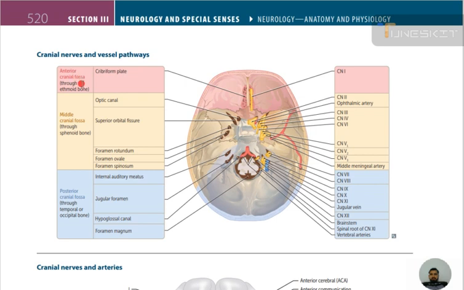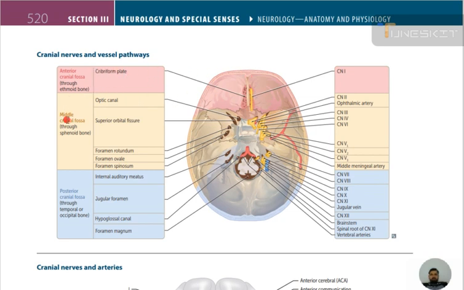Anterior cranial fossa, through the ethmoid bone. There is a cribriform plate. You know already. I know. Within the cribriform plate, the fibers of cranial nerve 1 pass, the olfactory nerve. This is the only nerve in the anterior fossa; it contains only nerve.